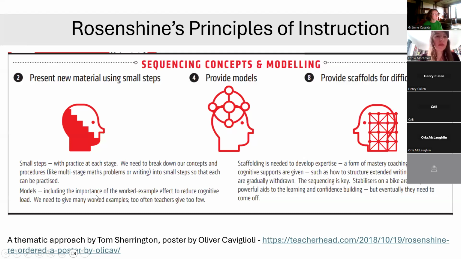So we include the importance of worked examples, and linking back to Julie's presentation this morning, the whole aim of providing models is reducing that cognitive load. And we also provide scaffolds for difficult tasks. And once again, it's really important that that support is gradually withdrawn eventually. An analogy here: stabilizers on a bike are really powerful aids to learning and confidence building, but you can't use your stabilizers forever.